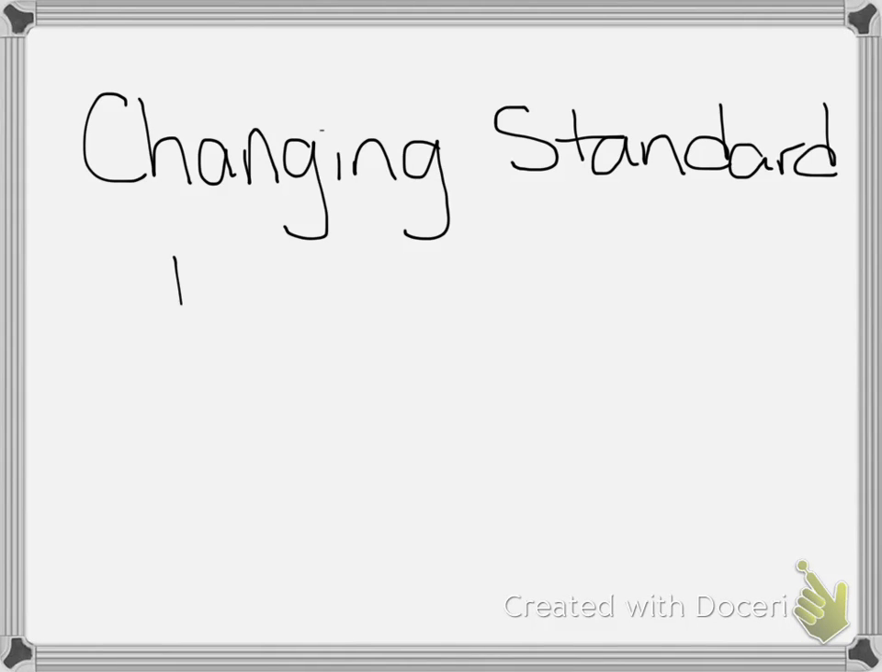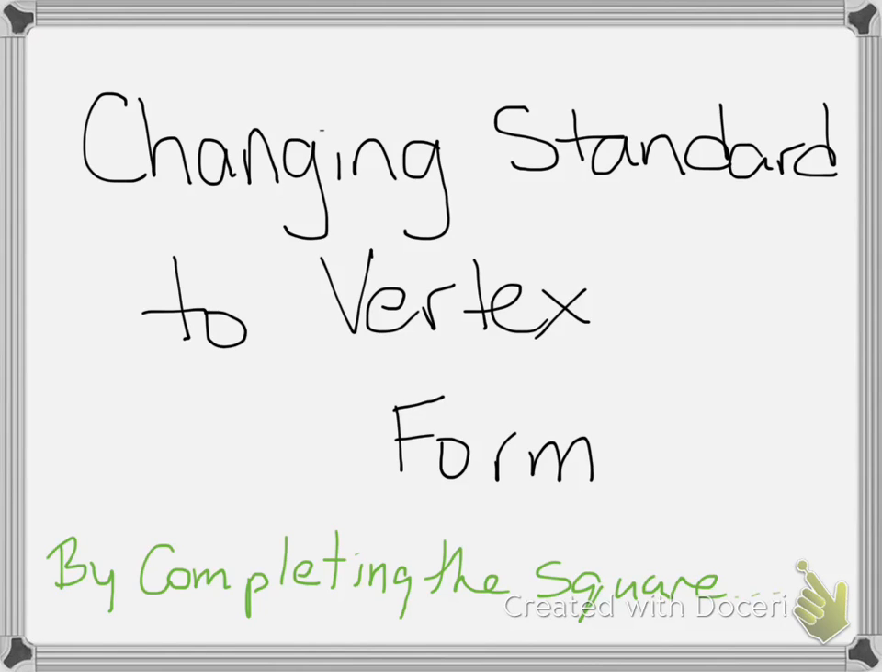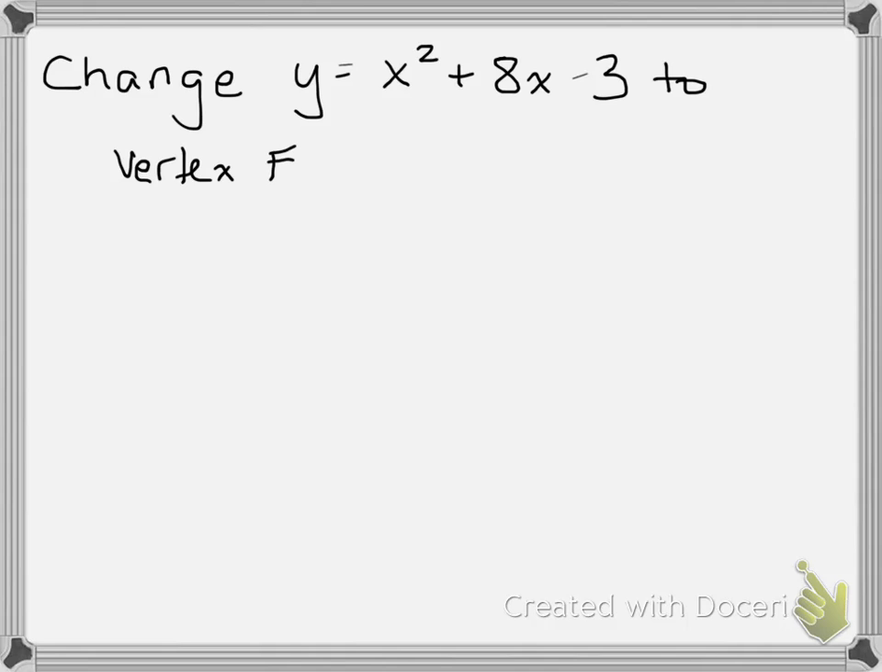So today what we're going to talk about is changing standard to vertex form. And we're going to use that method of completing the square that we learned. Right? So we investigated a lot of little examples. Now what I want to do is talk a little bit big picture. So we already talked about something like changing y equals x squared plus 8x minus 3 to vertex form.